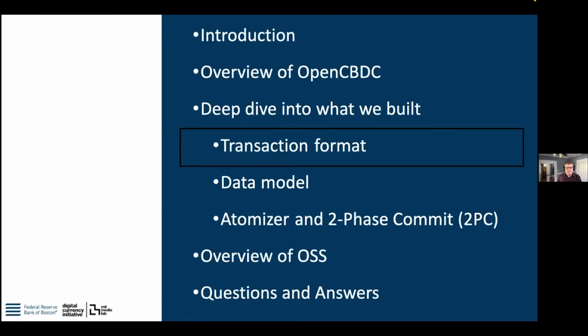I'm going to take some time to take questions during this part of the talk. So after talking about the transaction format and the data model, there'll be some time to answer any questions that you may have. So feel free to post any questions in the Q&A.